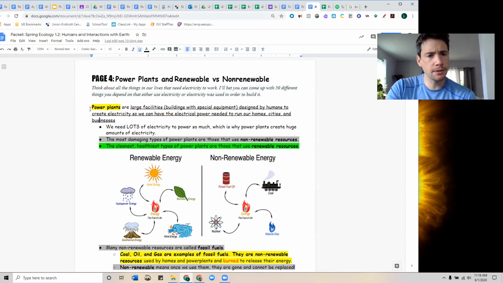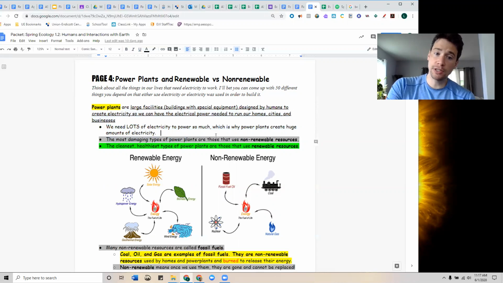So power plants, right here, I'm just giving you a definition, are facilities, that's buildings with special equipment, that's what a facility is. So power plants are large facilities designed by humans to create electricity so we can have the electrical power that we need to run our homes and our cities and our businesses. Just like I said, we need lots of electricity to power so much.